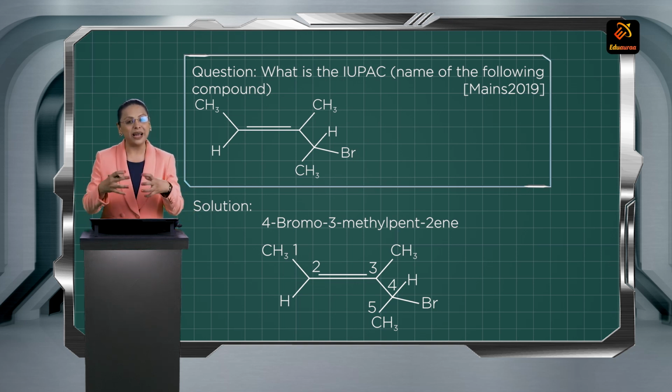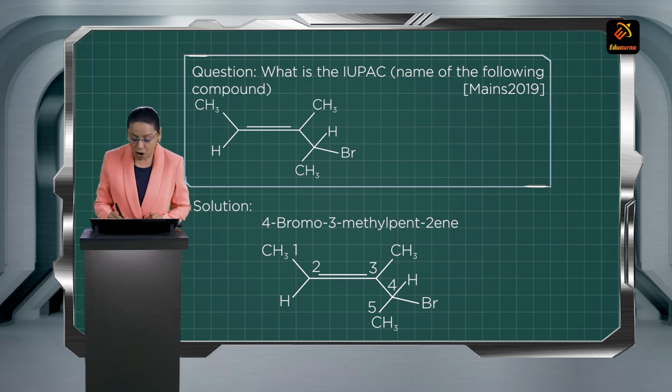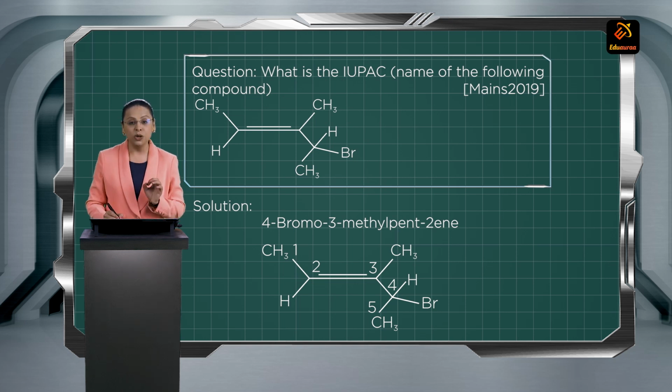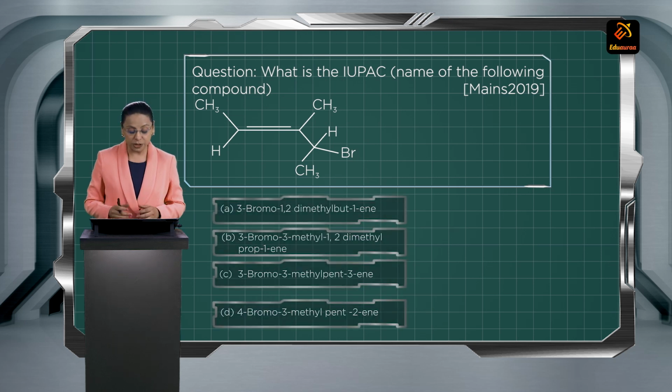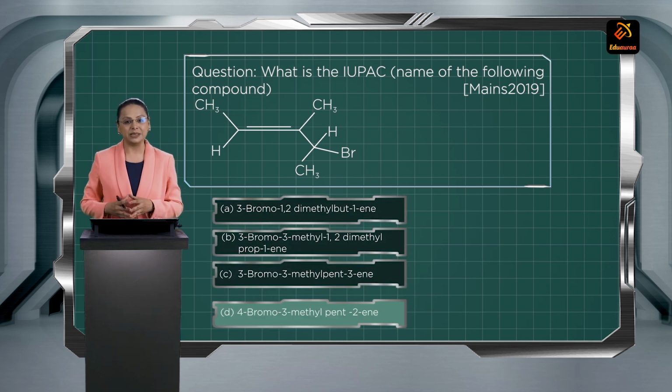Now let us combine all the pieces and name the final compound. So the name will be 4-bromo, 3-methyl, pent, 2-ene. That will be the final name of this compound. Option D will be the correct answer.